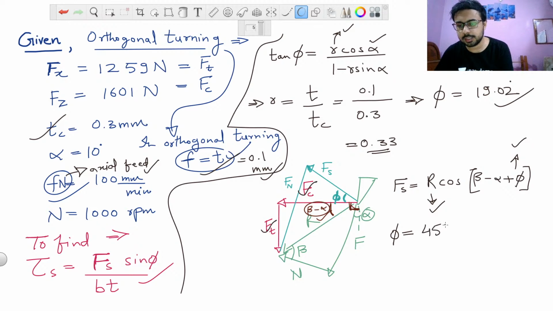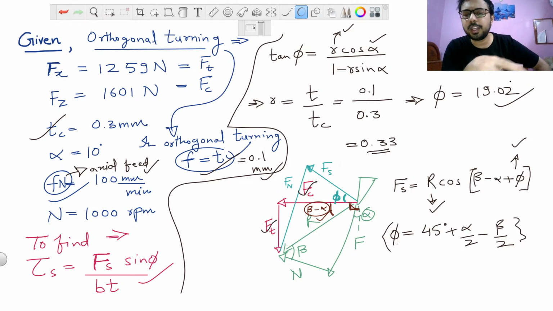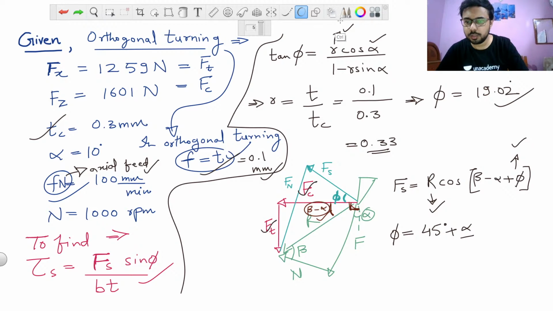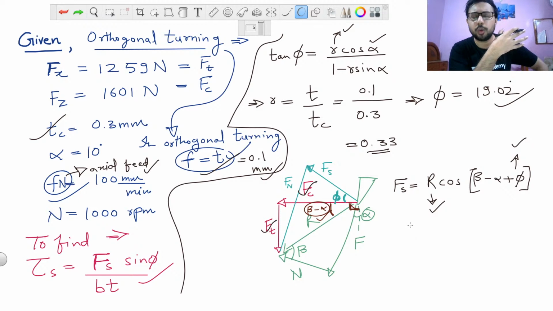The merchant theory is this. We will use it only if we are not able to find the values from our basic standard steps, standard geometrical equations. So you can see that we can find beta without this merchant theory's help. To do that, you have to remember what I have already discussed and told you, that the formula Ft by Fc is equal to tan of beta minus alpha is very important.